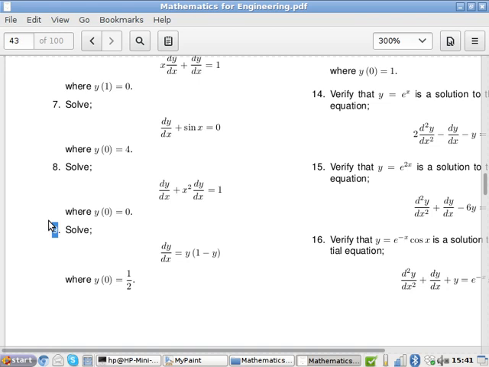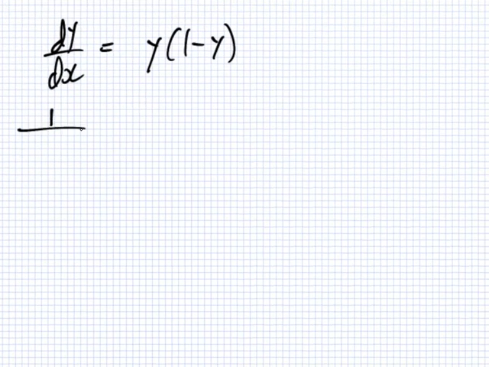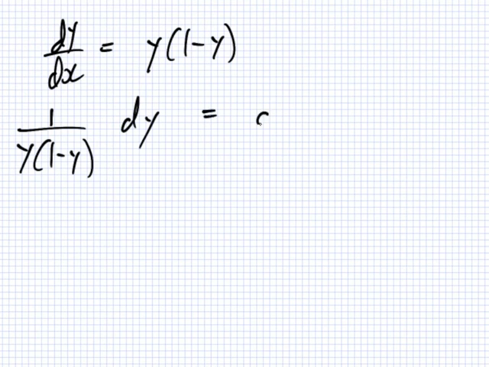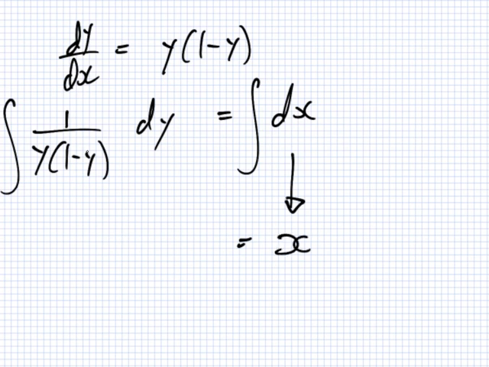Right. So what do we have here? dy over dx equals y times (1 minus y). So this is 1 over y(1 minus y) dy equals dx. Yes, and then we integrate. So, Faisal, this becomes x. What does this become? Log y minus... no, y.